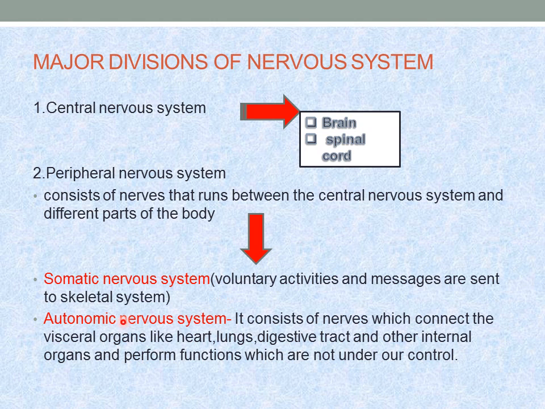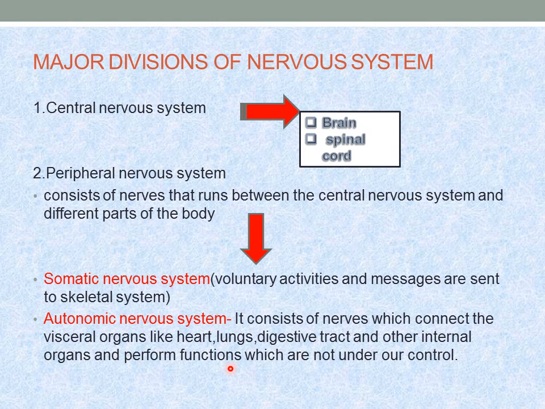And another is the autonomic nervous system. What is that? It is consisting of the nerves which are connecting to the visceral organs. Now what are these visceral organs? Like the heart, lungs, digestive tract and other internal organs, and perform functions which are not under our control. That is, this autonomic nervous system is controlling the involuntary actions of our body.